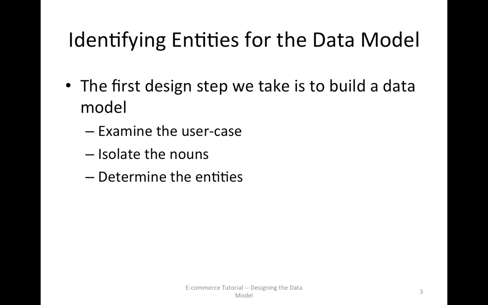So the first task is identifying entities for the data model. When we start a project, building a data model is probably the first step in designing the application. In order to build a data model, the first step is to identify the entities. To identify entities, we need to follow 3 steps. First, we examine the use case. From the use case description, we isolate the key lines. Then we determine which of those lines can be the entities of the application.